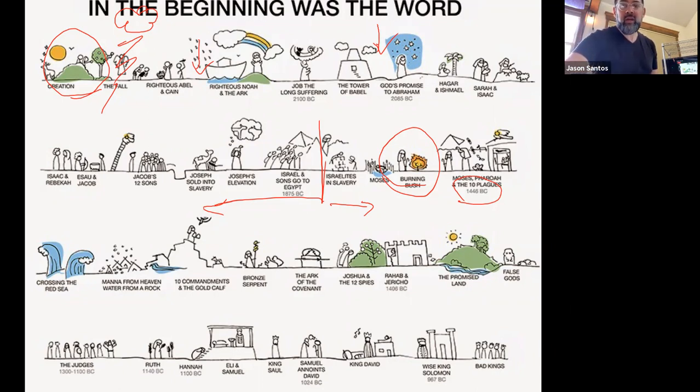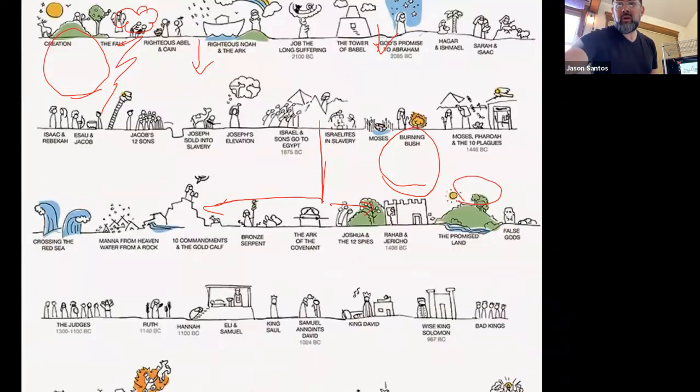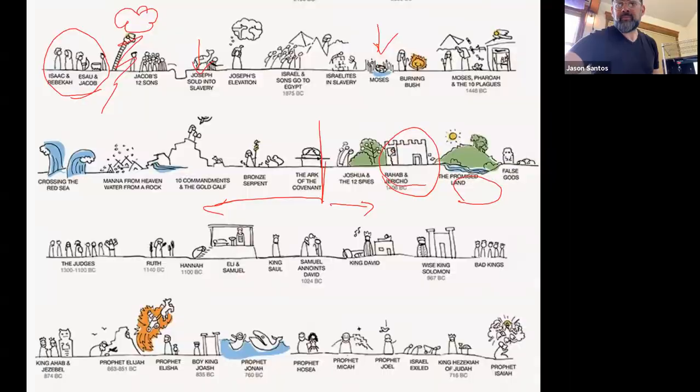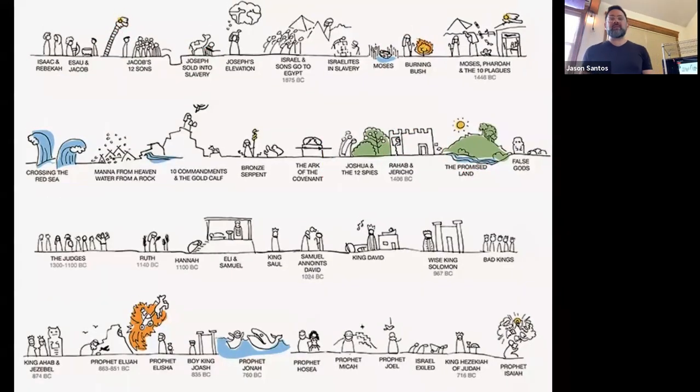But you have the 10 plagues that come and move the Israelites out. The Exodus happens. I'm going to just clear that screen, now that I'm learning how to do it. We'll go here. Crossing of the Red Sea, again, God's protection and provision.